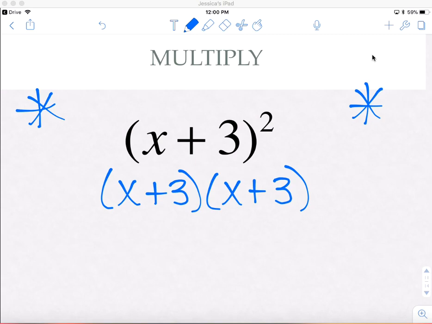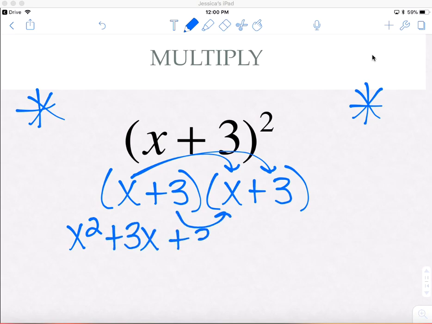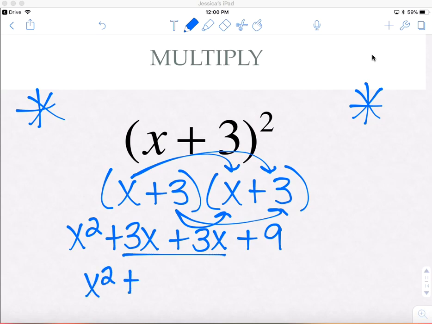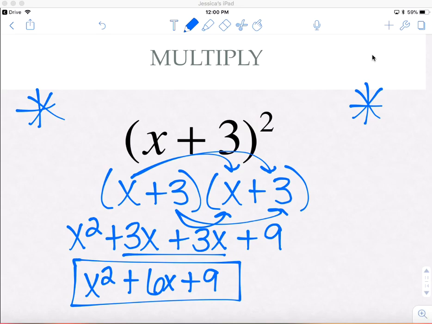When you FOIL this, x times x is x squared, x times 3 is 3x, 3 times x is 3x, and 3 times 3 is 9. Combining like terms, 3x plus 3x, my final answer is x squared plus 6x plus 9. You have to FOIL this out to get that middle term of 6x. Your answer is not x squared plus 9. So be really careful when you see problems like this.